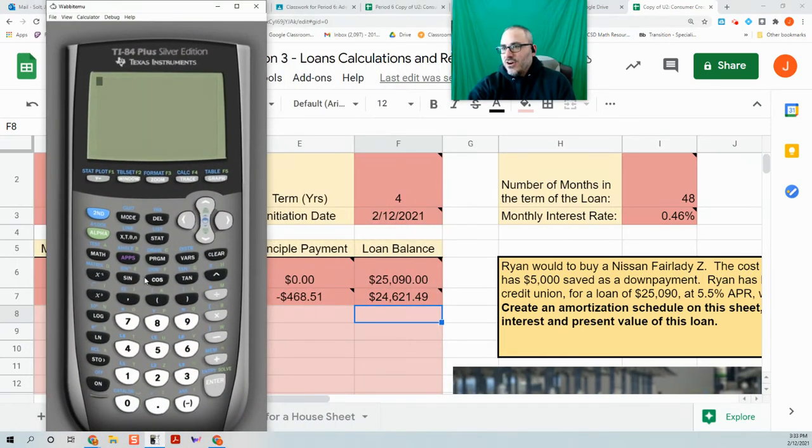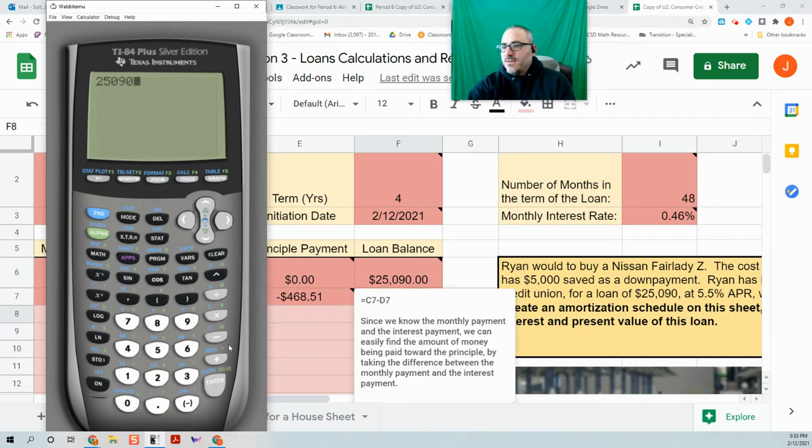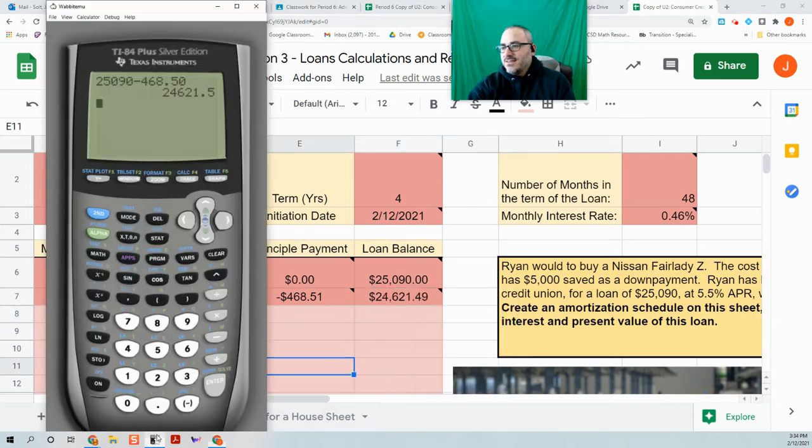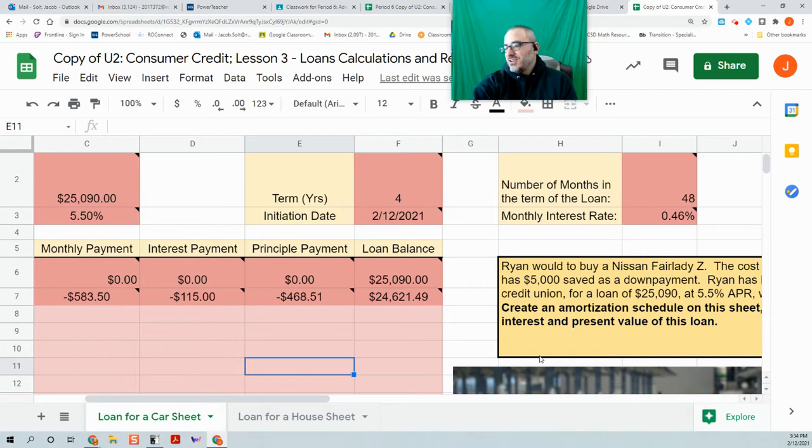It's still, just to confirm, just so you're seeing the patterns there. A second ago, Ryan owed $25,090. He made that first payment, $468.51 was how much went towards the principal. Now he only owes $24,621.50, right? Oh, there's some kind of rounding discrepancy right there. Okay, maybe you want to pause, make sure you get all this in. All right?